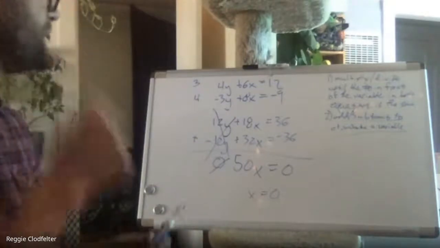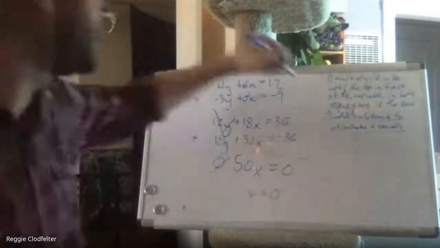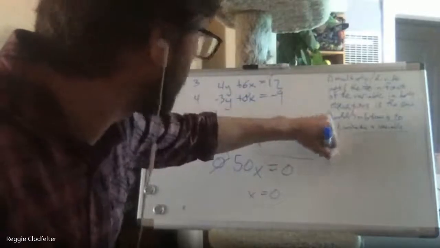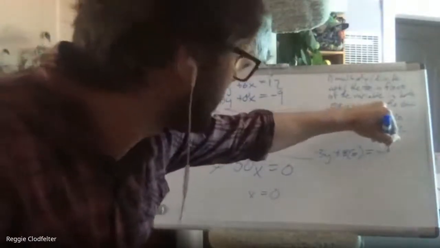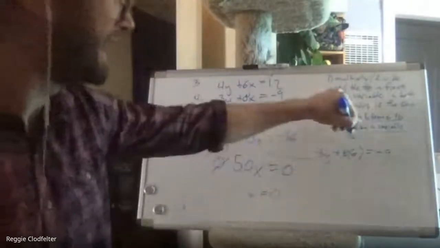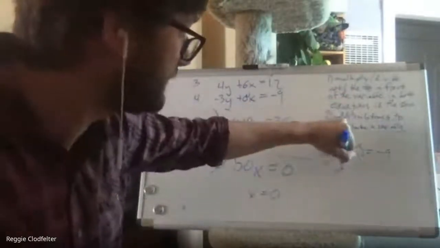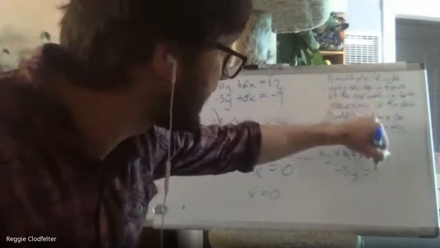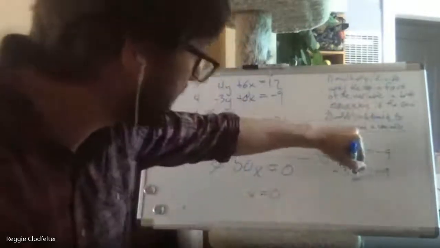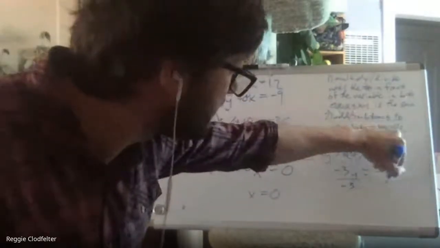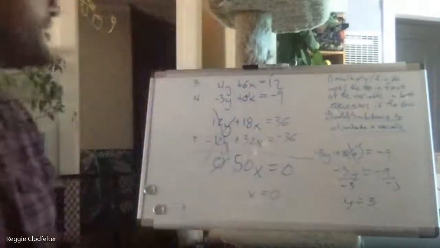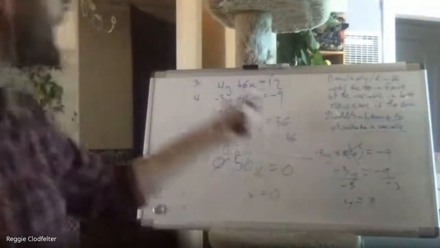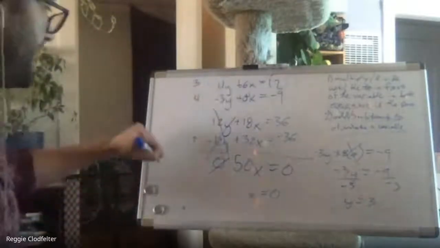Cool. So now I'm going to plug my 0 into this bottom one: -3y plus 8 times 0 equals -9. 8 times 0 is 0, so I get -3y equals -9. Divide by -3, and y equals +3. So x equals 0, y equals 3. I'm going to now check it by plugging it into my other equation.